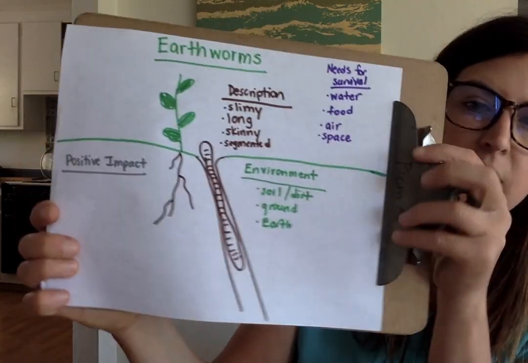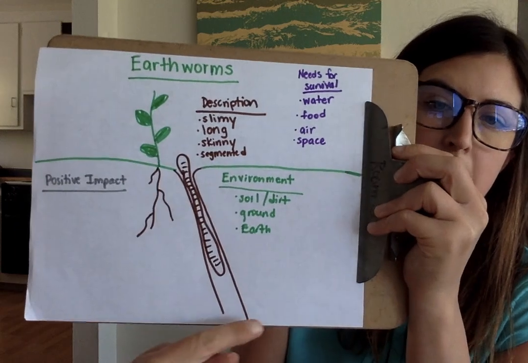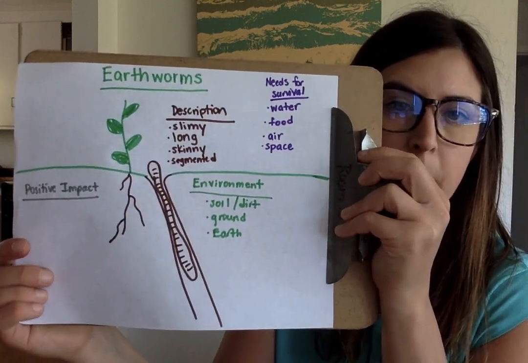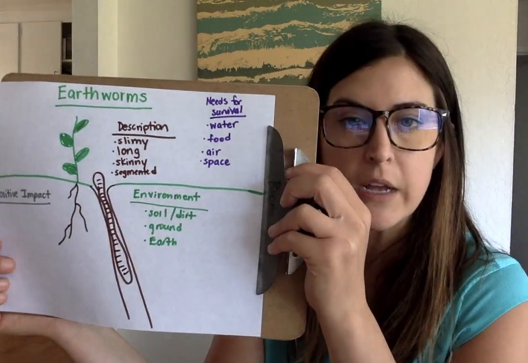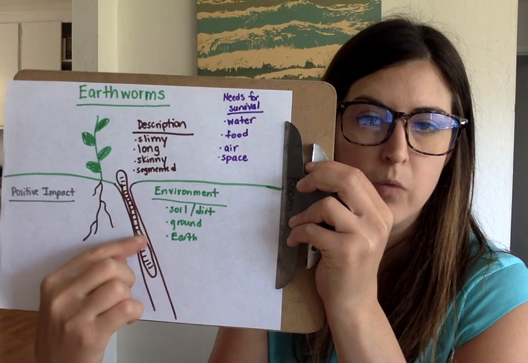And the roots kind of have a tough job. They have to push through the dirt. But what do you think would happen if there was already a tunnel there from a worm? Then the roots don't have to push as hard, and the roots can just go right into the tunnel. So if you have worms in your garden, it's a really great thing. It will help your plants.